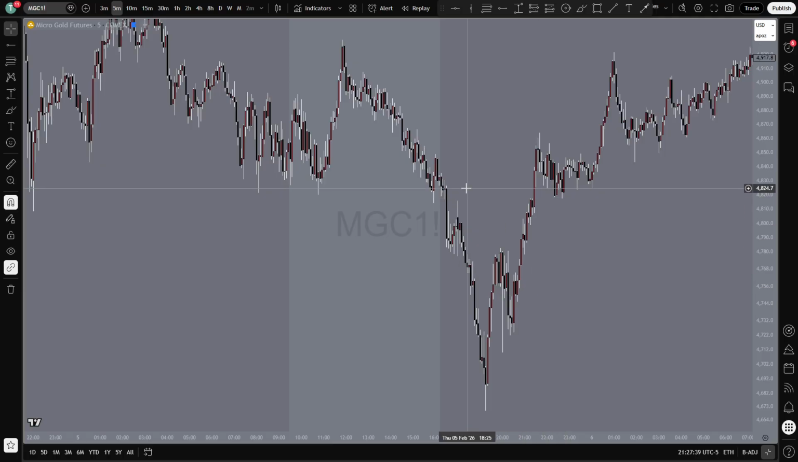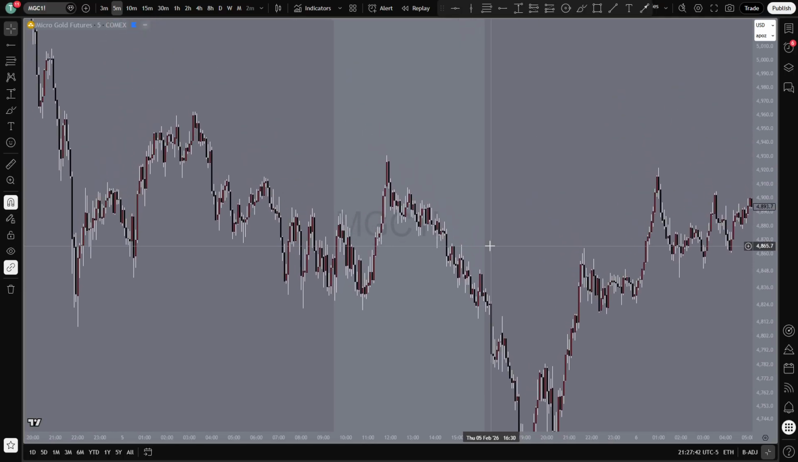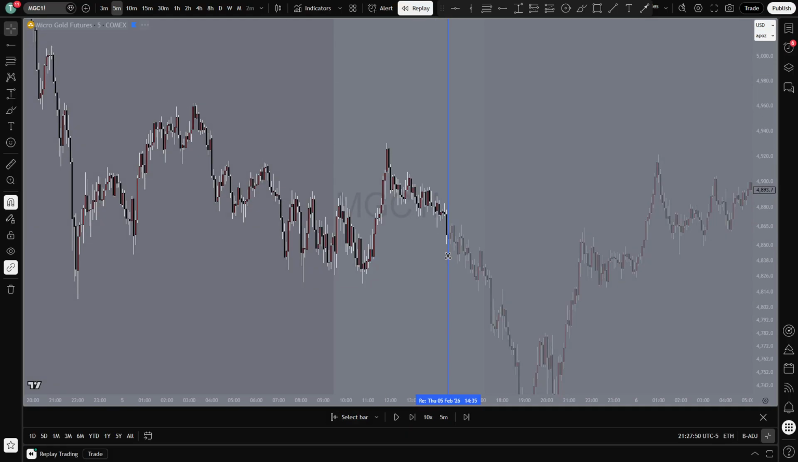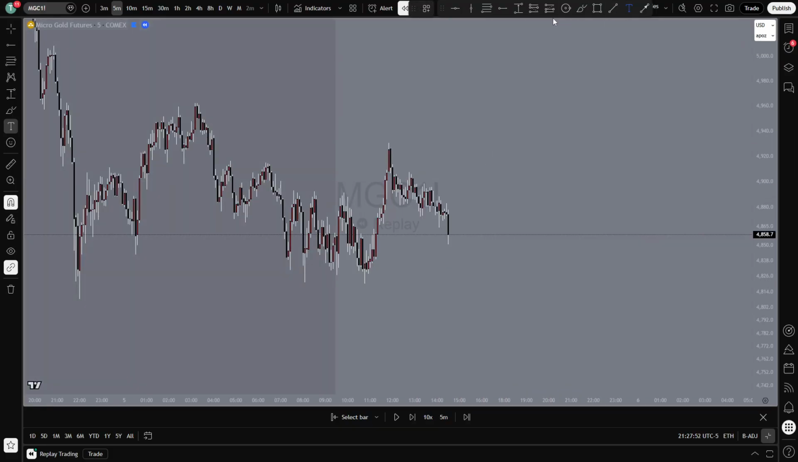Okay, let me find a zone that broke an opposing zone. That is a nice trade example. There's something here. So look, we have this rally base rally right here. You guys see this?